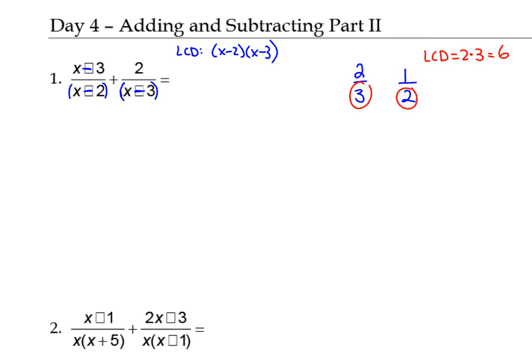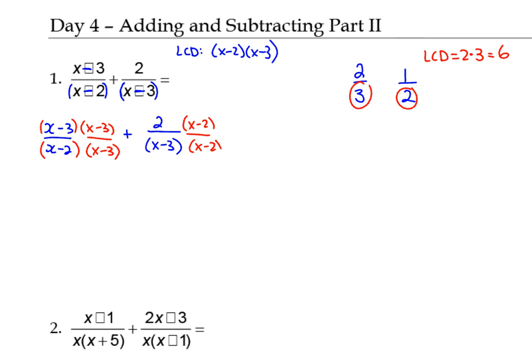Okay, so the first guy, x minus 3 over x minus 2, we have to multiply top and bottom by the other denominator, x minus 3 and x minus 3. Plus this guy, 2 over x minus 3. We're going to multiply top and bottom by x minus 2, the other denominator, in order to make them a common denominator. Just like if I was trying to add these guys, I'd multiply top and bottom by 2 here and 3 here, the opposite denominators.